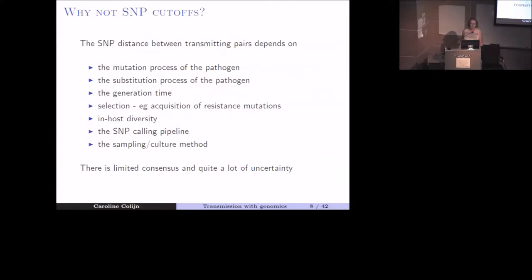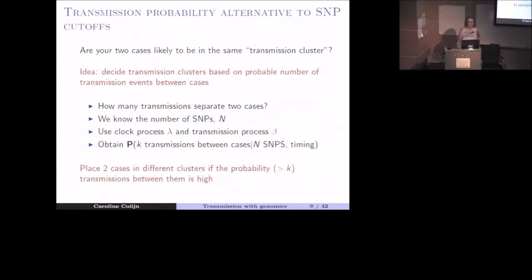Okay. So here's our transmission probability alternative to SNP cutoffs. What do we mean by a transmission cluster? Well, what we really mean is transmission that's local, happening now. I care about it enough to go do the second part of my talk, which is on how you reconstruct outbreaks given transmission clusters. So the idea is really to decide whether two people are in a cluster based on the probable number of intermediate transmission events between them.